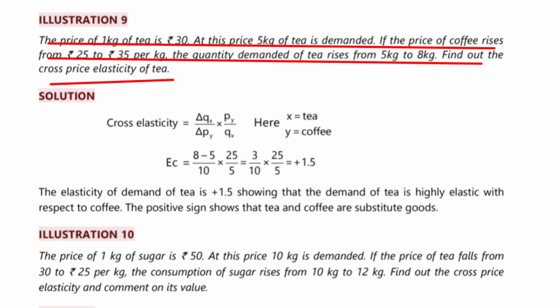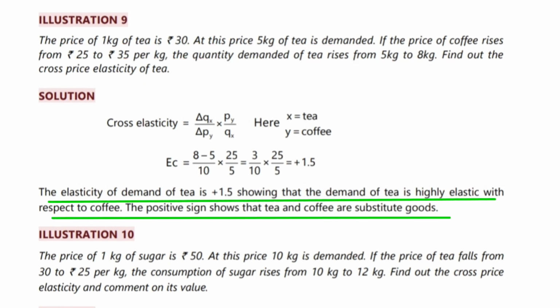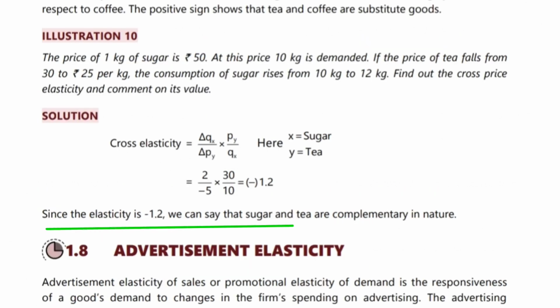In illustration number 9, we again have the tea and coffee example shown. That shows that they both are substitutes, and again illustration 10 shows that they are complementary. So with these examples you can understand the cross elasticity behavior.